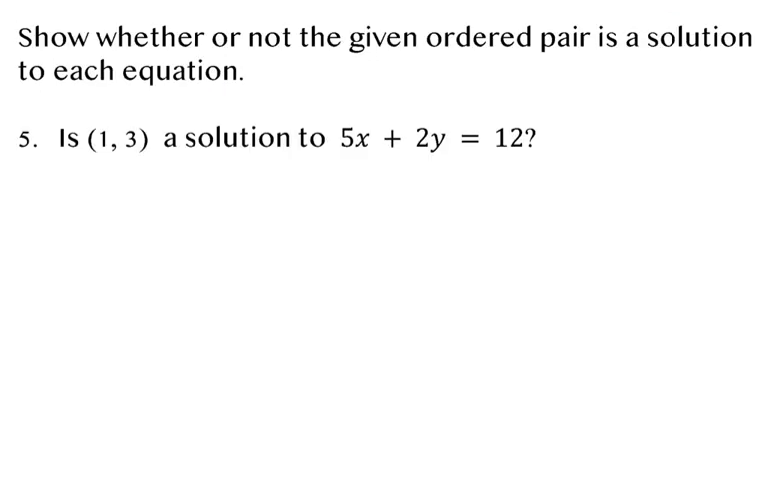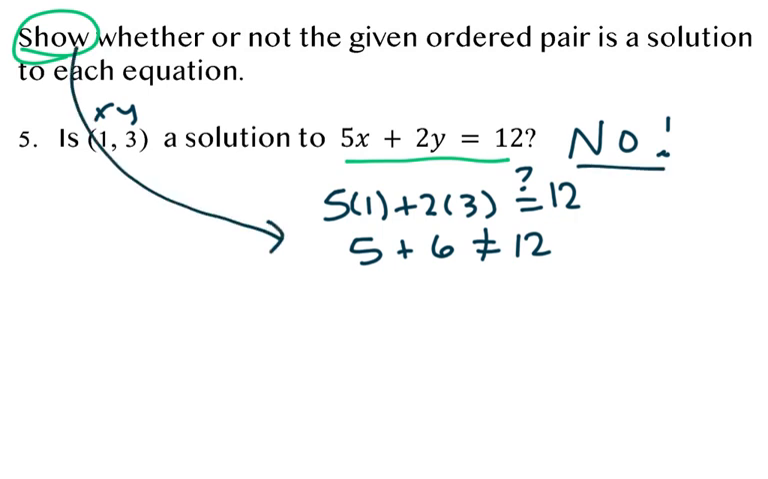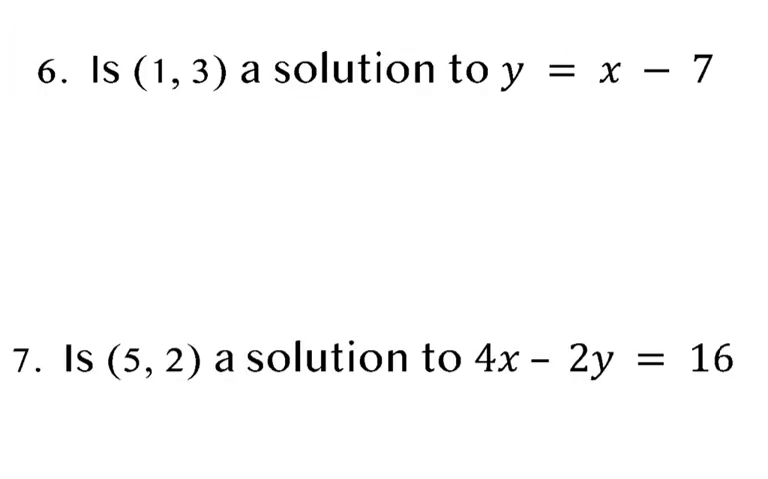Okay, so number 5 then is show whether or not the given ordered pair is the solution to each equation. So I want to know, is 1, 3 a solution to this equation? And so the way that we find that out is we take 1 and 3 as my x and y, and I'm going to plug in. So 5 times 1 plus 2 times 3, and I find out if that is equal to 12. Is that true? So 5 plus 6 is not equal to 12, so the answer is no, it's not a solution. And so the answer is no, but here is where I show why. So when you're asked to do that, make sure you show why.